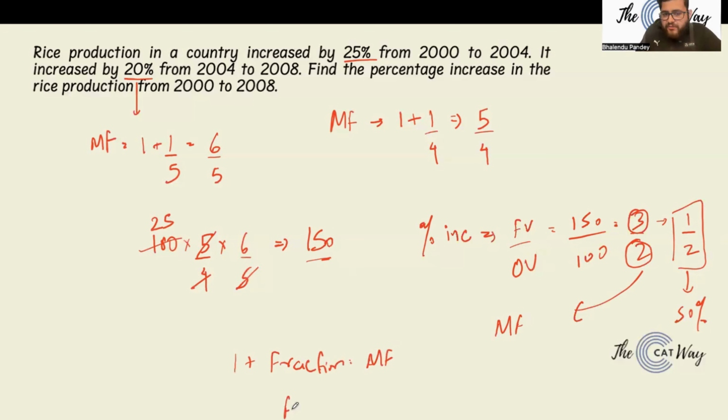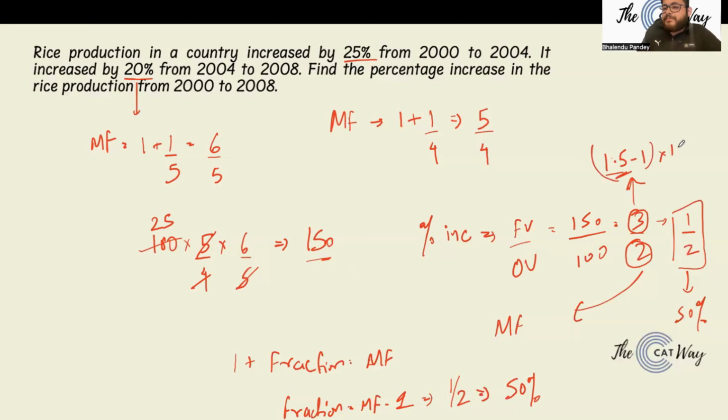So my fraction would be equal to multiplying factor minus 1, right? Multiplying factor minus 1. So this will be nothing but 3 by 2 minus 1, that is 1 by 2. And that would mean an increase of 50%. If you want to go by a decimal, 3 by 2 is nothing but 1.5. Now 1.5 simply means how will you calculate? Minus 1 multiplied by 100. So again, it gives you a 0.5 into 100. That is a 50% increment, right? So 50% is going to be my correct answer for this question.